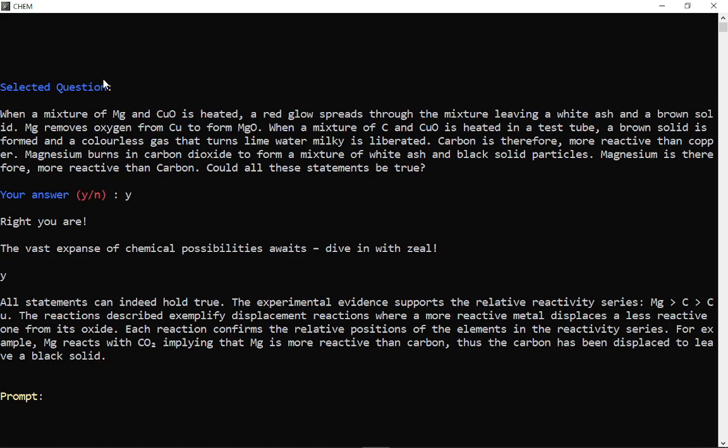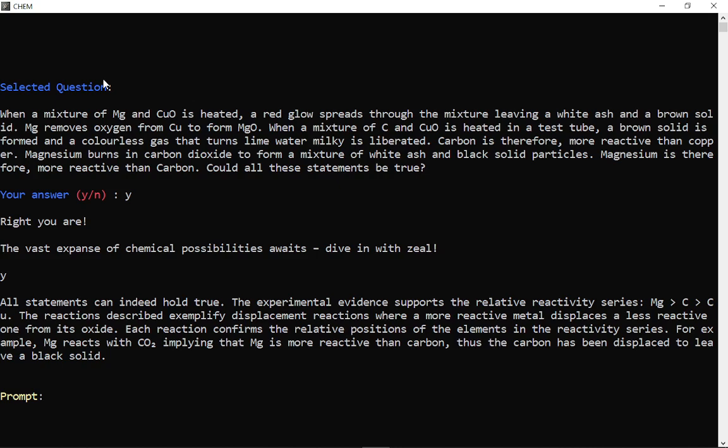Right, yeah. So the first expanse of chemical post-base awaits you. Dive in with Z. It's like we give you motivation. So it's like we are going all through. So all the statements can indeed hold true. The experimental evidence supports the relative reactivity series. Magnesium is more reactive than carbon, more reactive than copper.